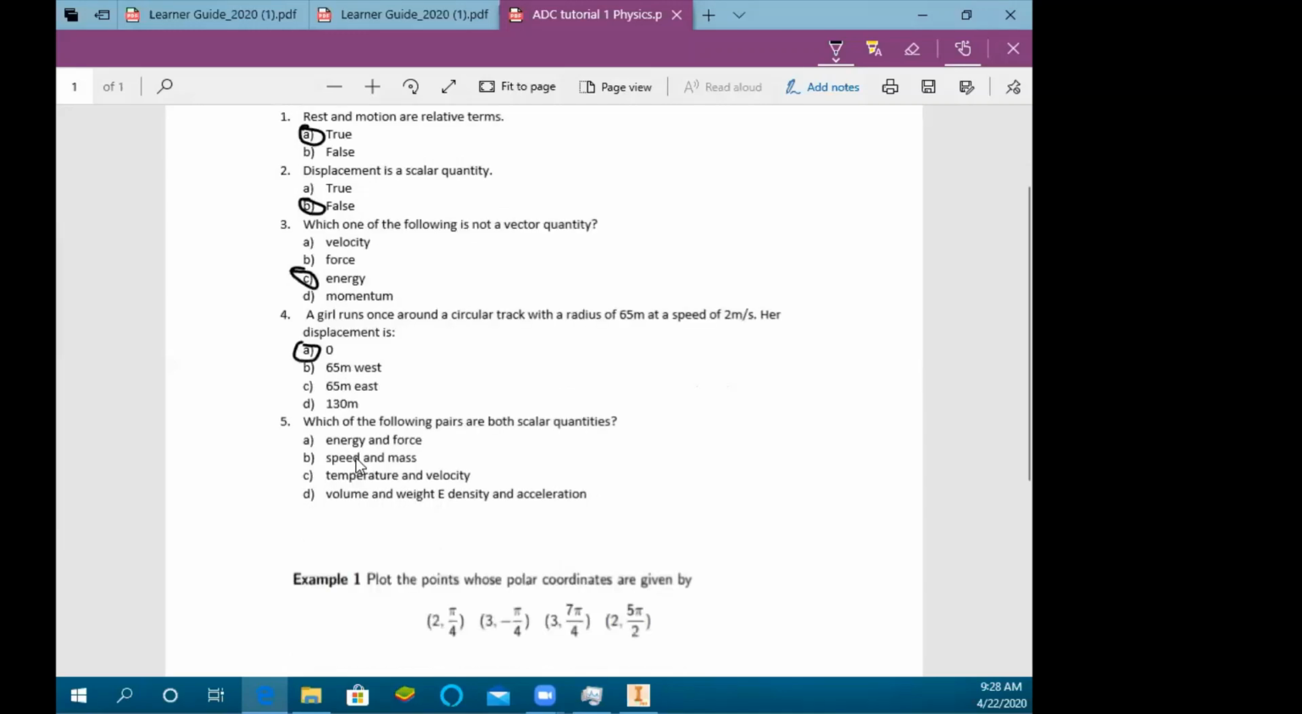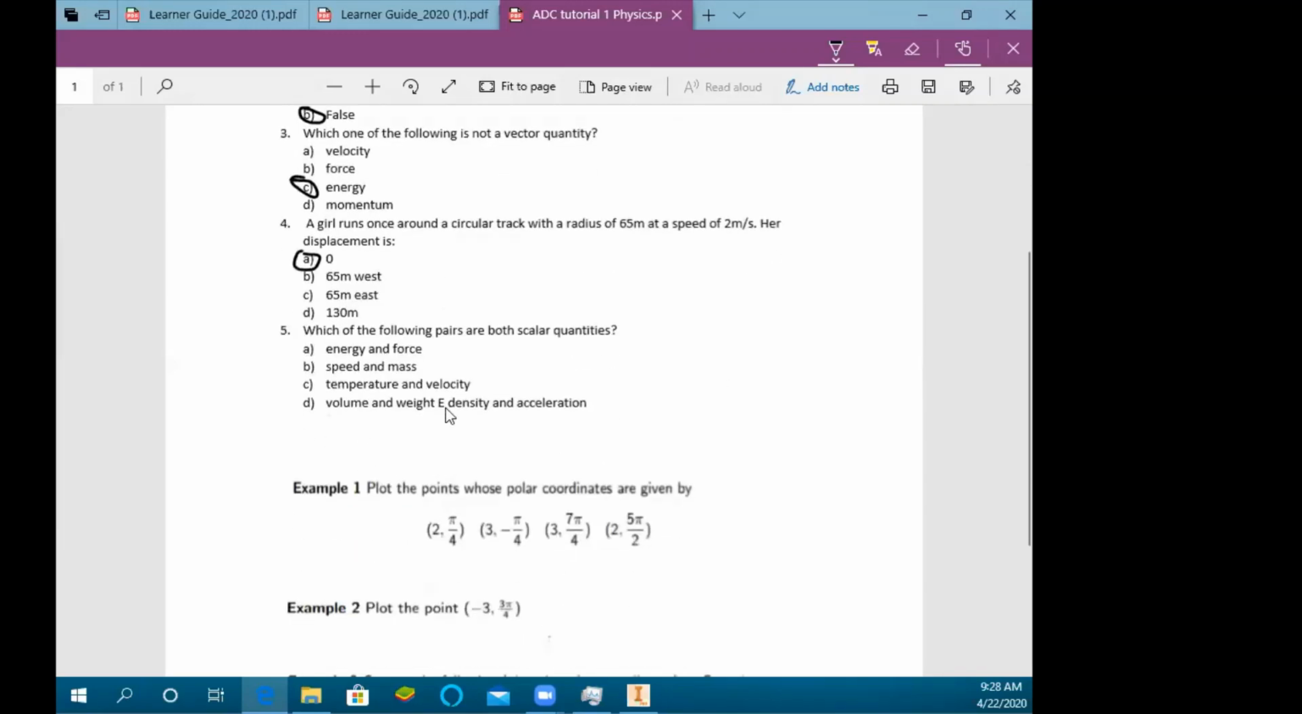It's zero. Which of the following pairs are both scalar quantities: energy and force, speed and mass, temperature and velocity, volume and weight? Oh, there's an error there.